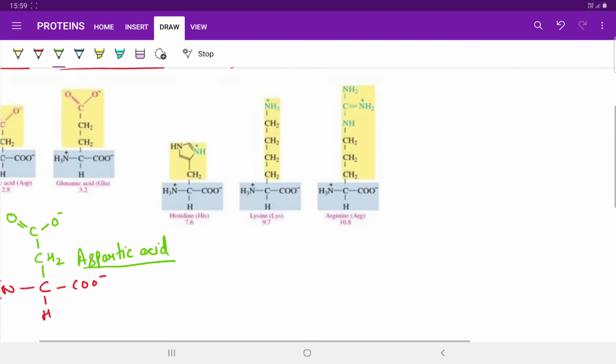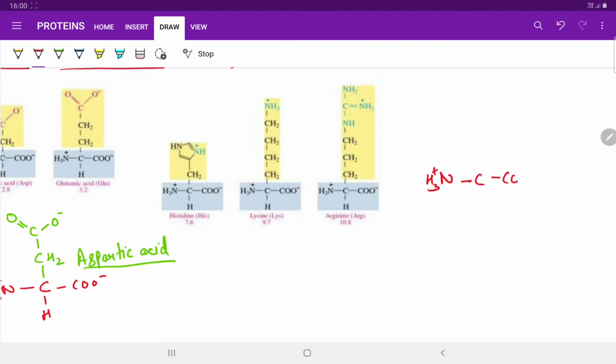Now let us understand the examples of basic amino acid. So let us first of all draw the structure of alanine. So I am taking alanine as a reference. You can take any other amino acid, but it is easier to understand if we take the structure of alanine as an example to understand these structures. So this is the structure of alanine. I hope you all remember.